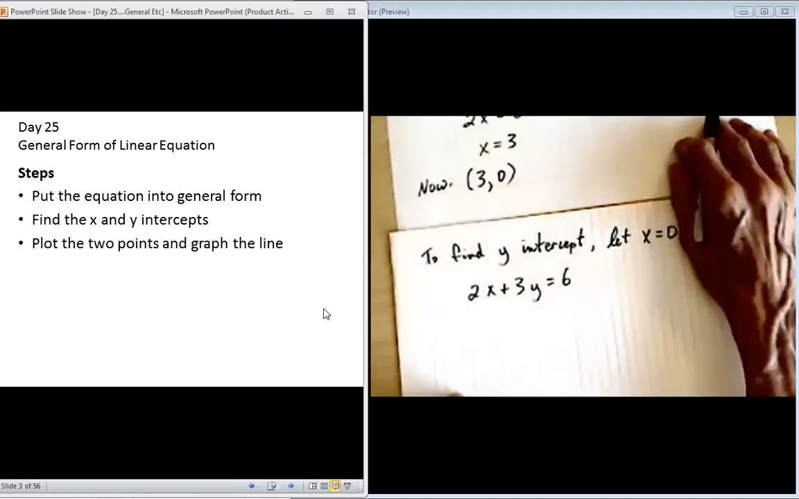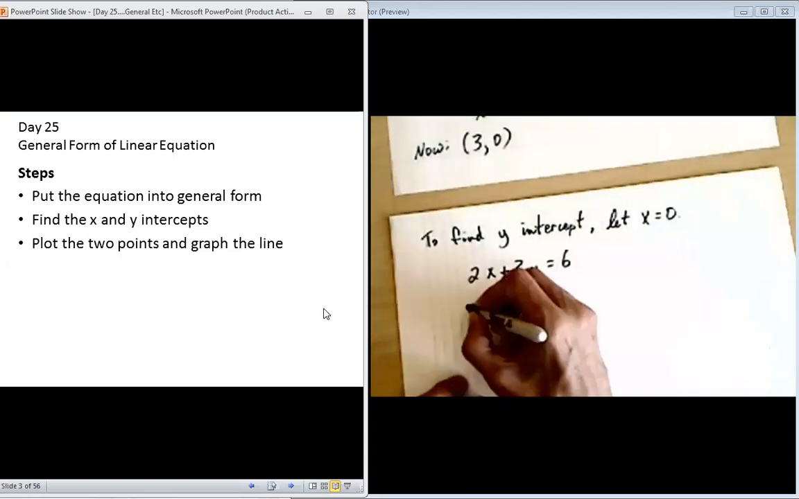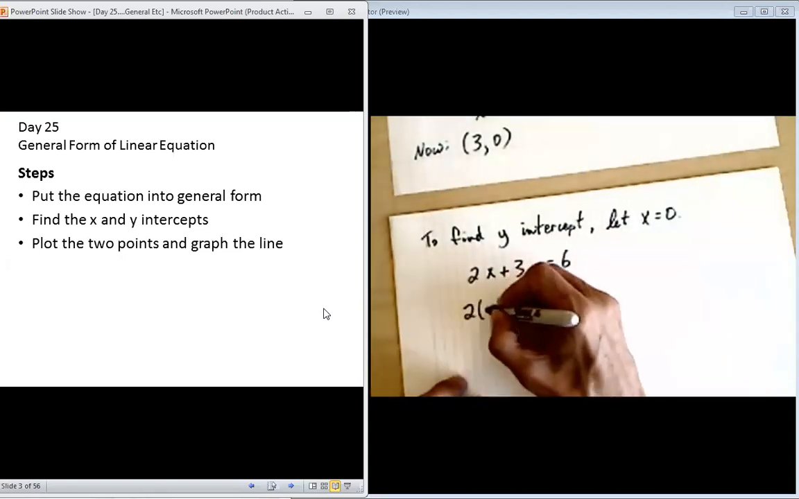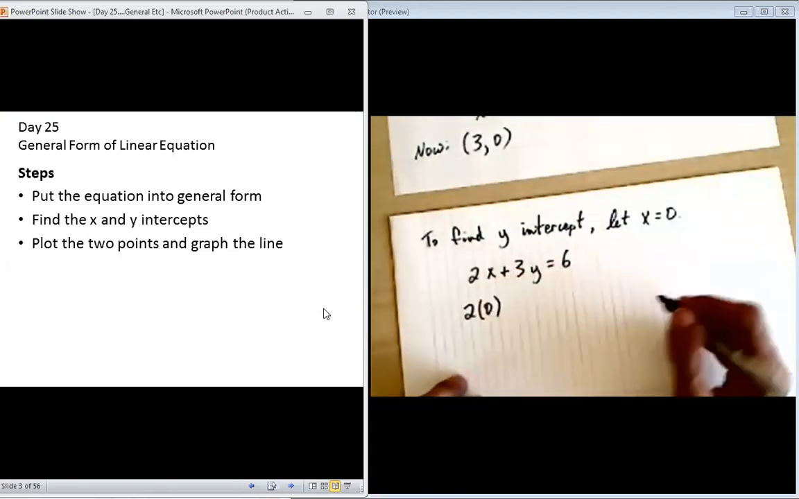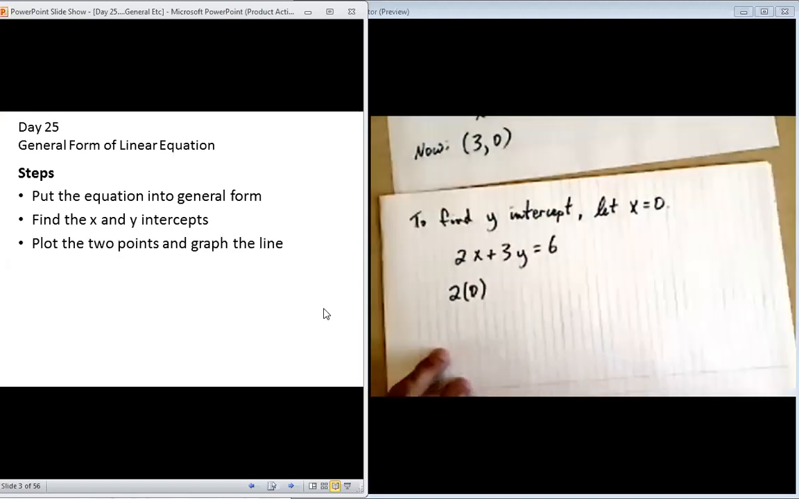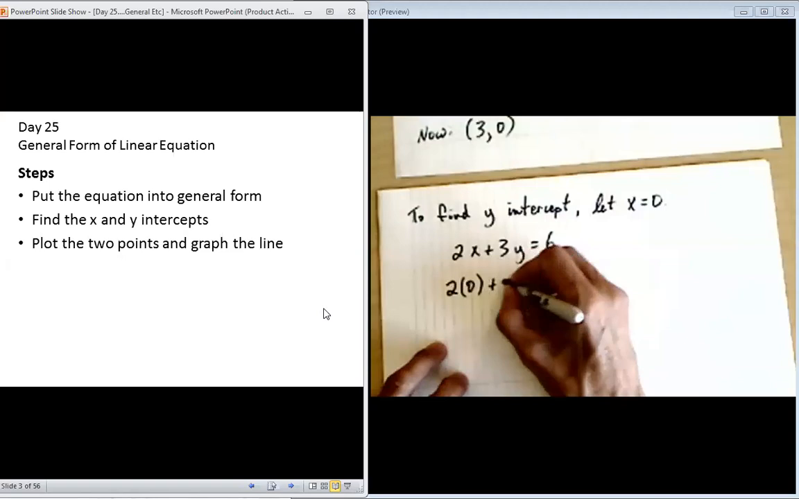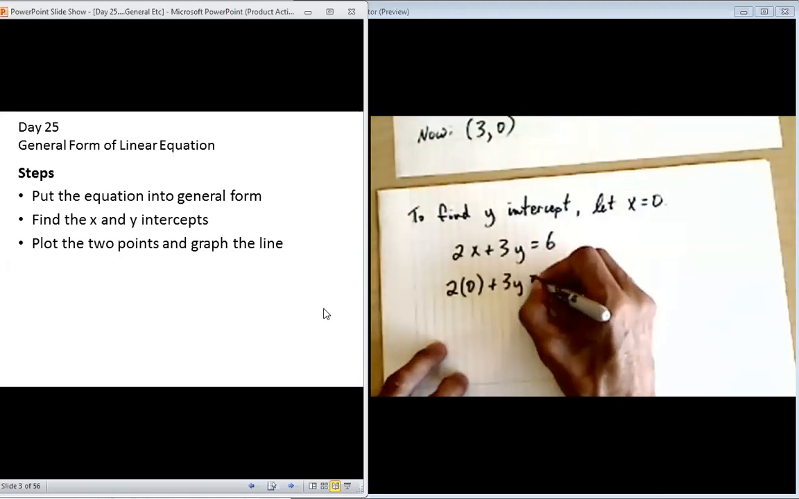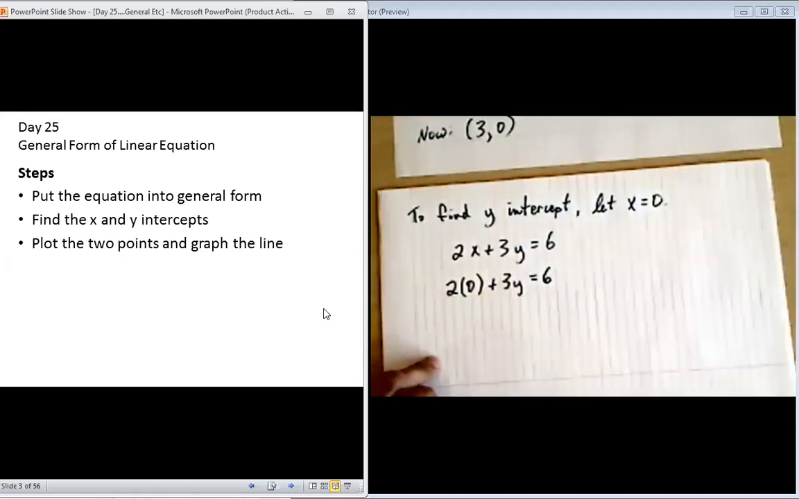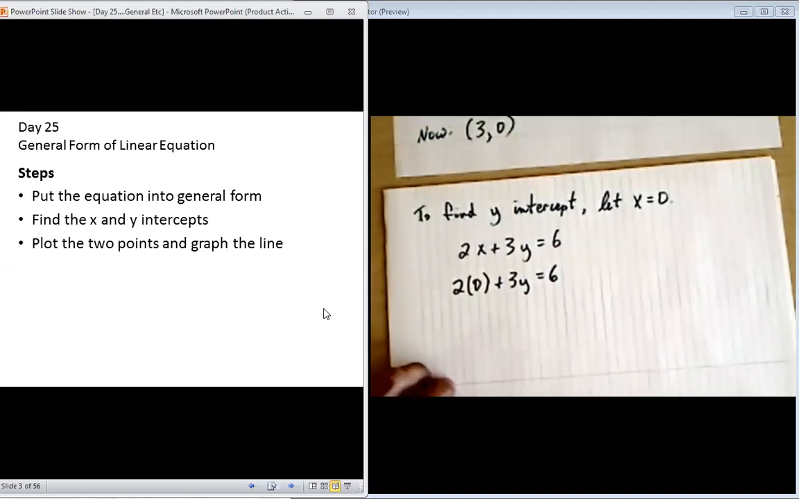Now we're letting x equal 0. So as you said in class, 2 times 0 like that, plus 3y is equal to 6. What's 2 times 0?